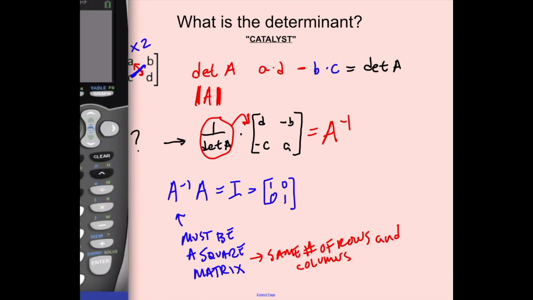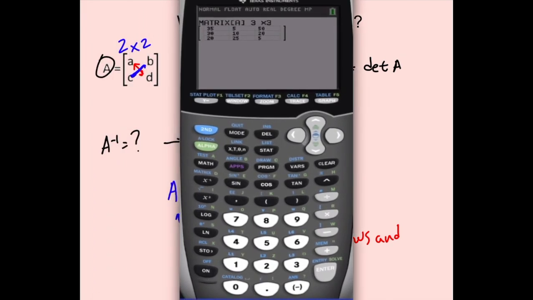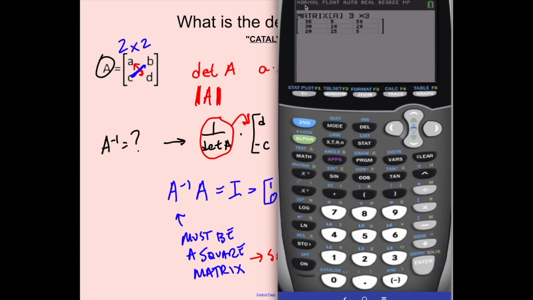If you look here, I have my calculator, and I already have a 3 by 3 matrix in here. So that is a square matrix. To find the determinant, I can just go quit and second matrix. Determinant is number 1, math, and then matrix, then put in matrix A. That will be my determinant, 13,000. If I wanted to find my inverse, I can go back to matrix A, and this little x negative 1 means inverse. Put that there. That's my A inverse.